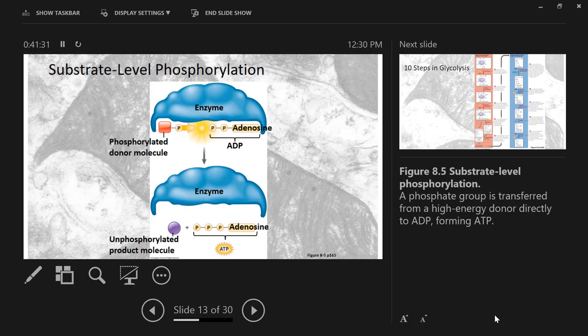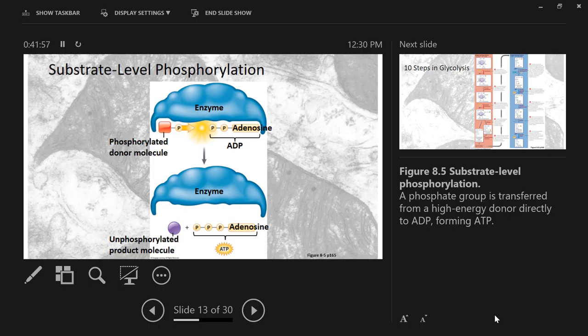This is substrate level phosphorylation. It happens during glycolysis four times, right? Because we generate four ATP. Now we had to invest two, so we get a net of two. But substrate level phosphorylation happens four times during glycolysis, where we take a phosphate group from a donor molecule, one of our molecules present in glycolysis, and we attach it onto ADP.